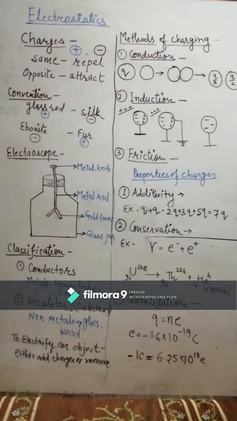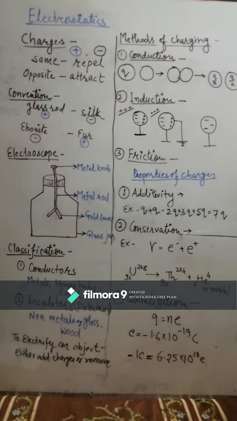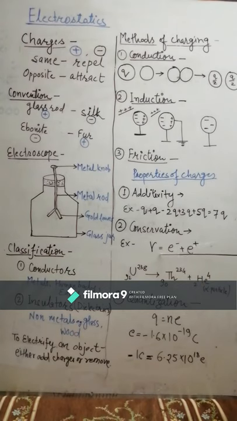Second property is conservation. Conservation of charges says that charge can neither be created nor destroyed. The total charge of an isolated system is always conserved. An isolated system is a system which is not influenced by its surroundings. An example is pair production. This gamma ray photon gives us one electron and a positron. The total charge remains zero because the photon has no charge.